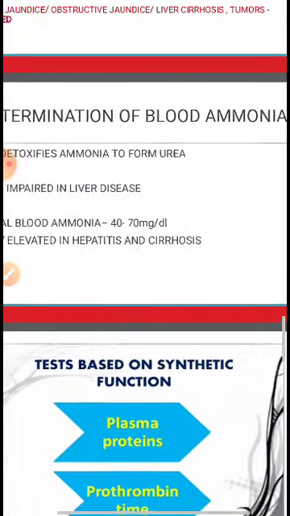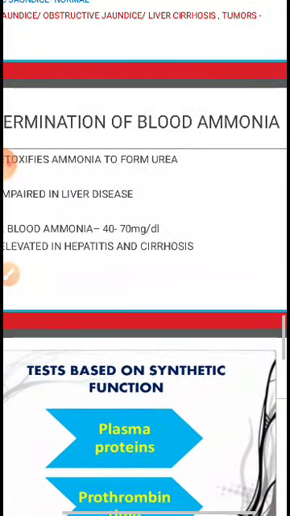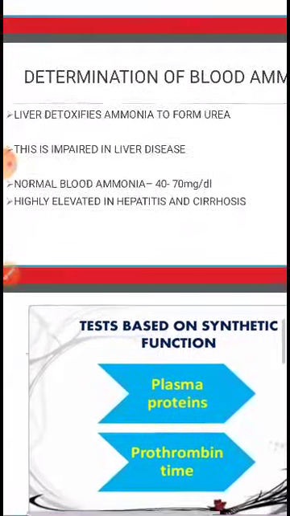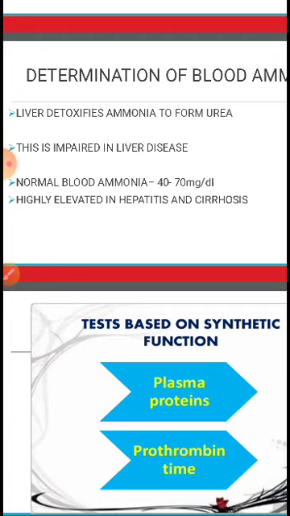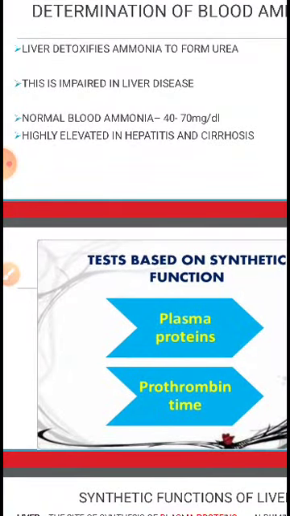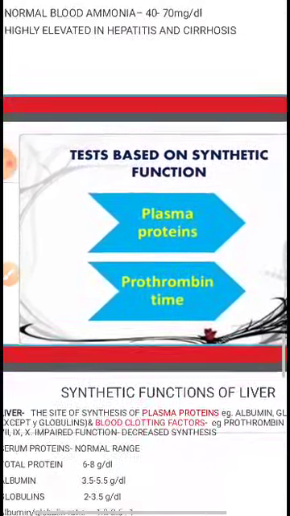Another parameter we use for assessing the detoxification function is the blood ammonia level. As you know, the liver detoxifies ammonia to form urea, and this is impaired in liver disease. The normal blood ammonia level is between 40 to 70 mg per deciliter, but is highly elevated in case of hepatitis and cirrhosis.